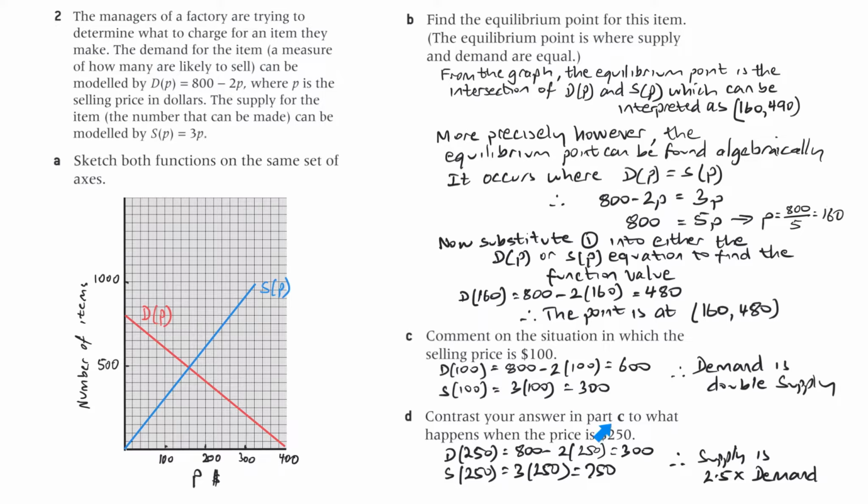D, contrast your answer in part C to what happens when the price is 250. Well, we do exactly the same, but instead of 100, we put 250 in. So the demand function equals 300. The supply function equals 750. Therefore, supply is 2.5 times the demand.